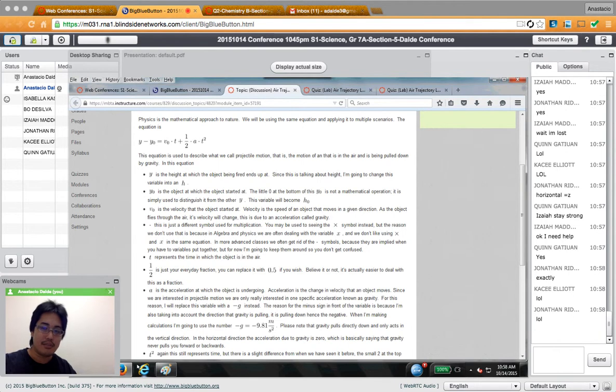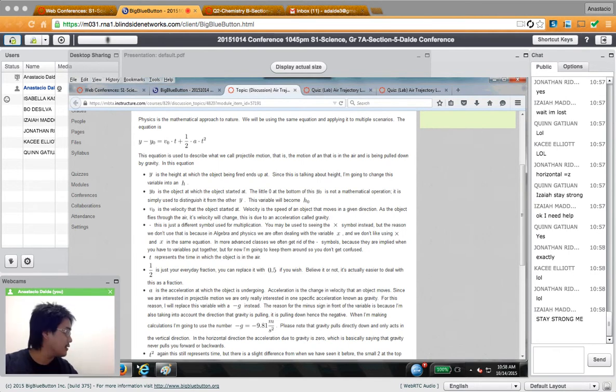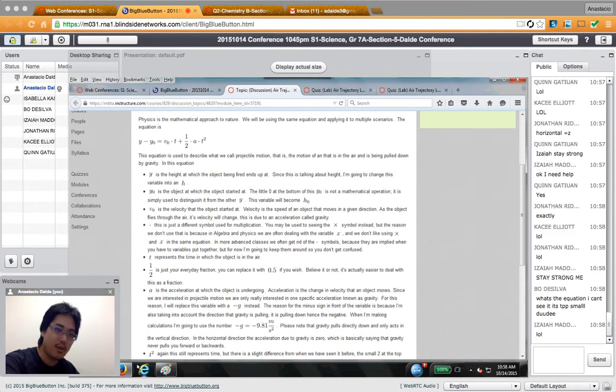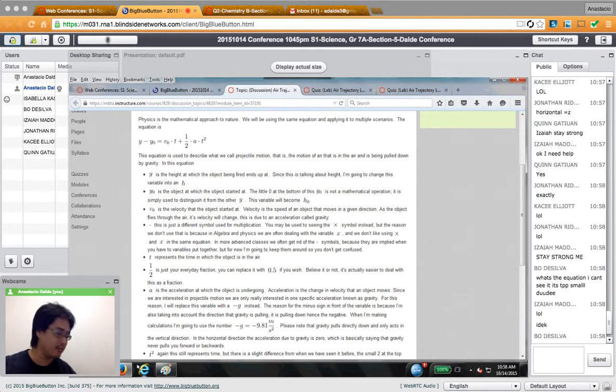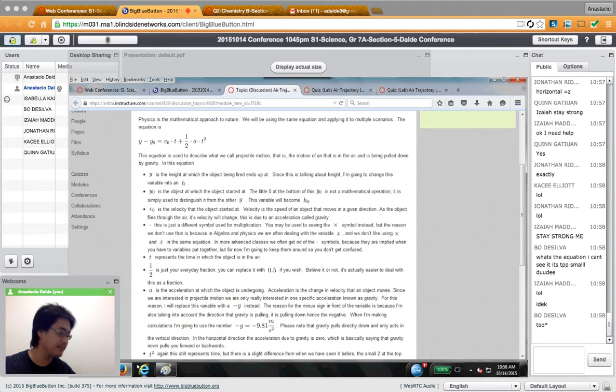There's a different symbol. It's called the y naught. Y with a little zero by it. It's called y naught or y0 or something like that. All this is talking about is the original height, the height at which I threw, or the height at which the thing that was shot started at. Okay?